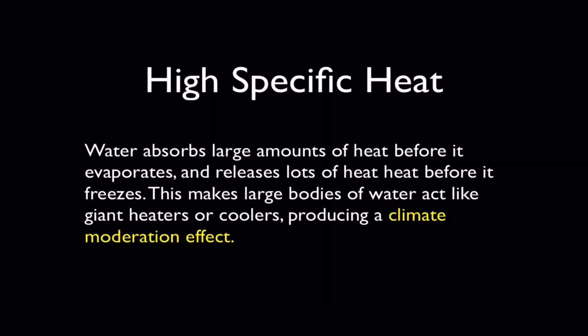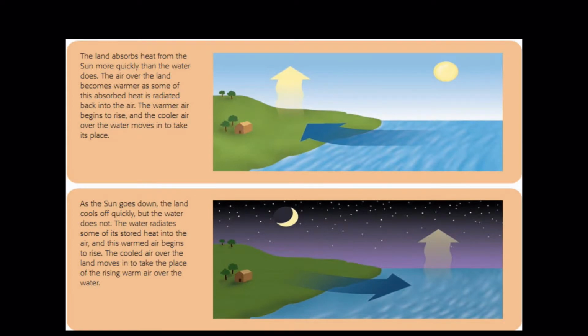Okay, water also has something called high specific heat, which means that it takes a large amount of heat to make water evaporate, and on the other side of the situation, water will give up a large amount of heat before it freezes. So this means that large bodies of water can act like giant heaters or coolers and produce a climate moderation effect.